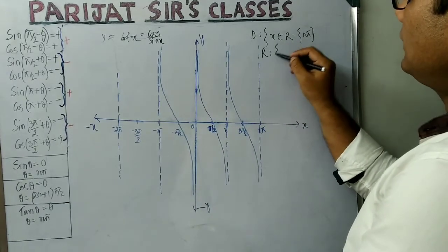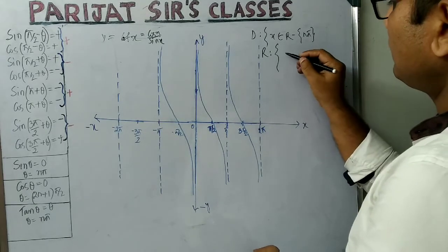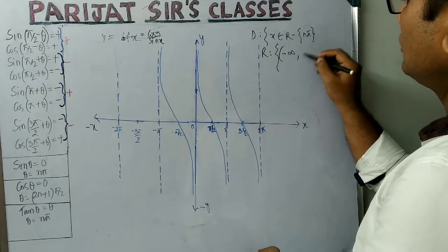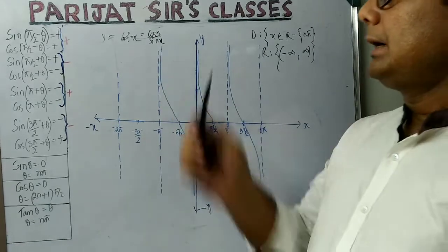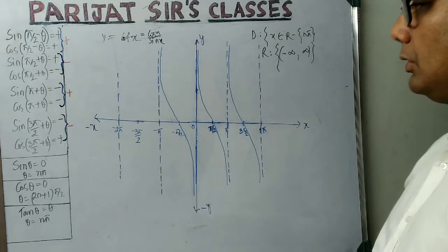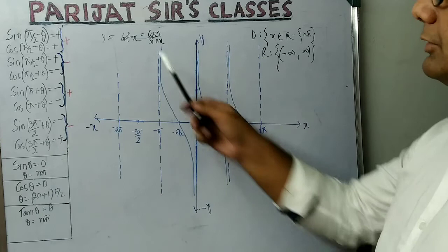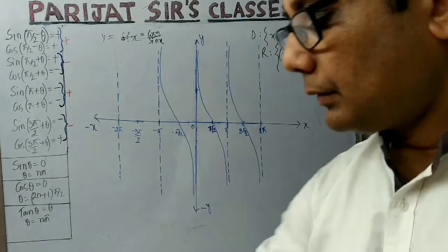Similarly, the range of this function is, see, it is going from minus infinity to plus infinity. And this is how we plot the graph of the function y equal to cot x. Now friends, let us see the next one.